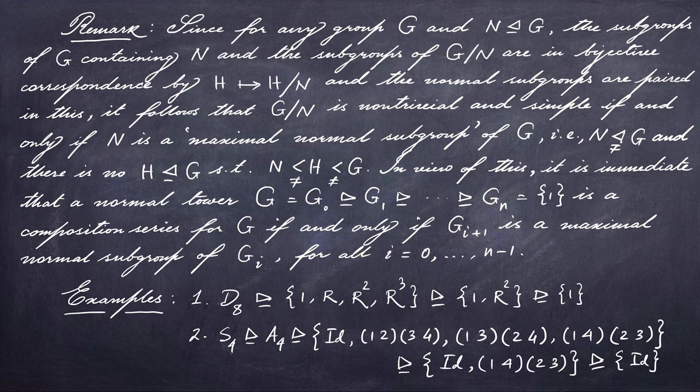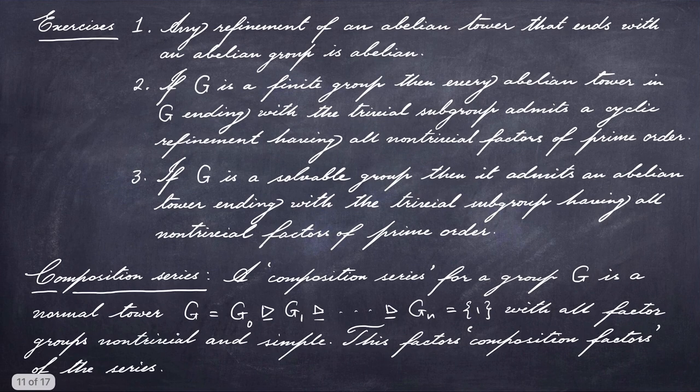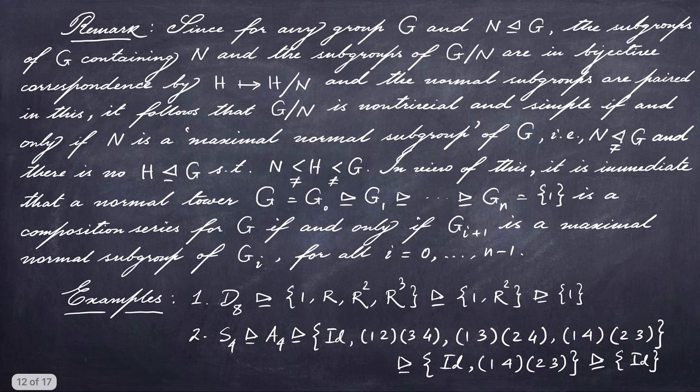So, in view of this, it is now immediate that a normal tower is a composition series for G if and only if each G_{i+1} is a normal subgroup of G_i, because this is equivalent to having each factor group non-trivial and simple. So therefore, in the definition, we can equivalently say that each G_{i+1} is a maximal normal subgroup of G_i.